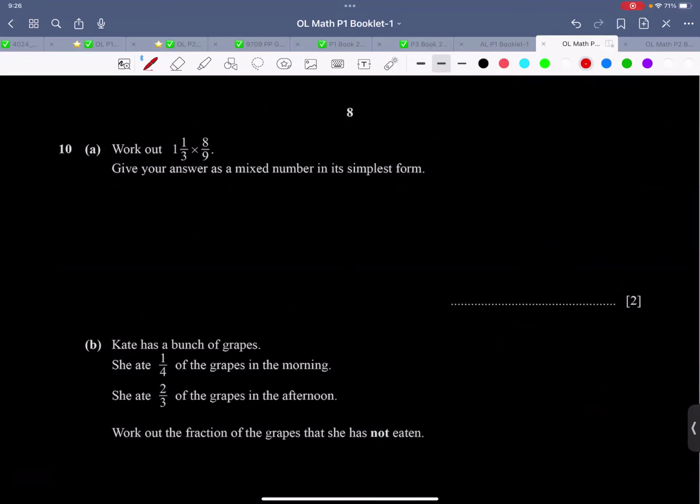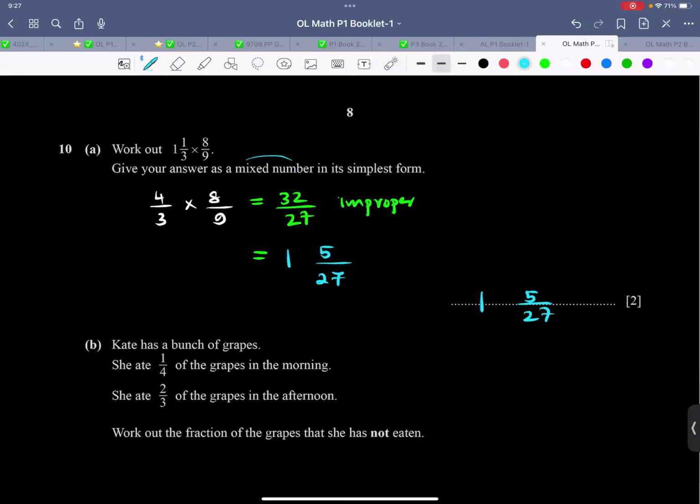Question number 10. Now it says work out 1 whole 1/3 times 8/9. Give your answer as a mixed number. So 1 whole 1/3 is 4/3 into 8/9. So 3 and 4, nothing is dividing. So 4 8s are 32, and this is 27. This is an improper fraction, and I'm writing it as a mixed number now. So 27 ones are, the difference is 5, 5/27. So 1 whole 5/27, that's the answer for this part.